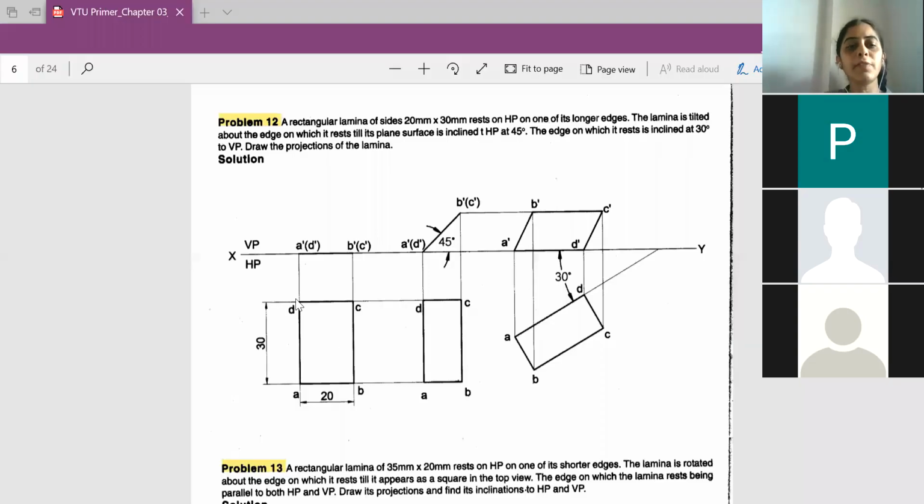And hence the position will be like this. This is the first stage. Okay, so after this, what is being asked? The lamina is tilted about the edge on which it rests till its plane surface is inclined to HP at 45 degree.